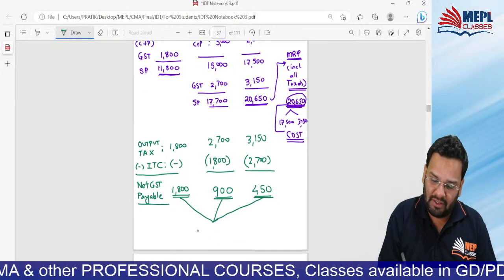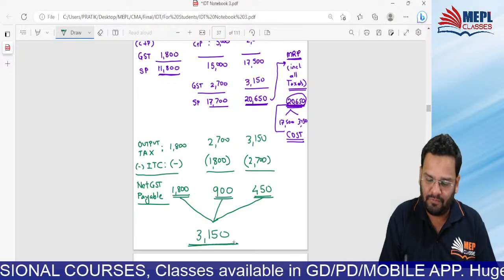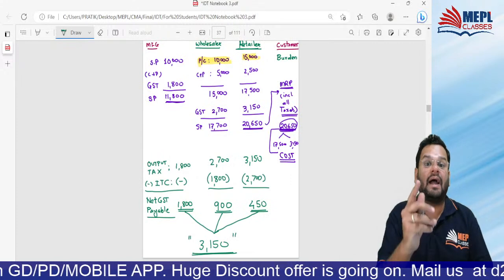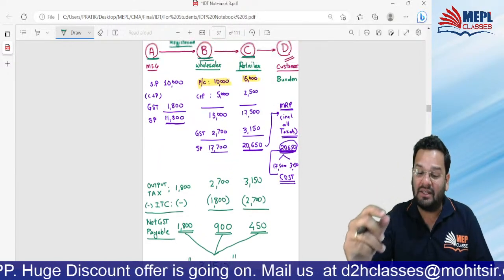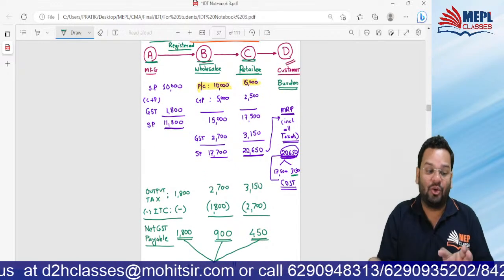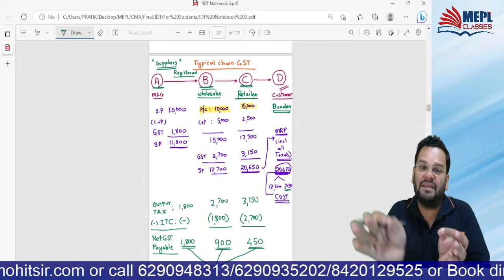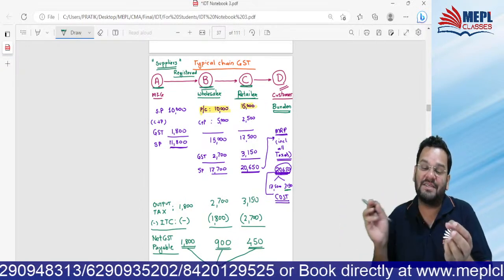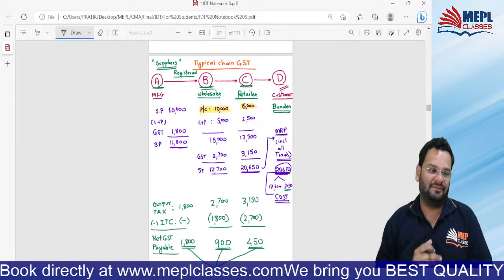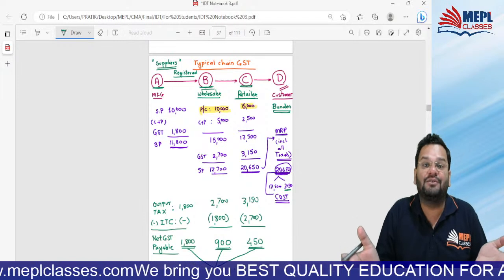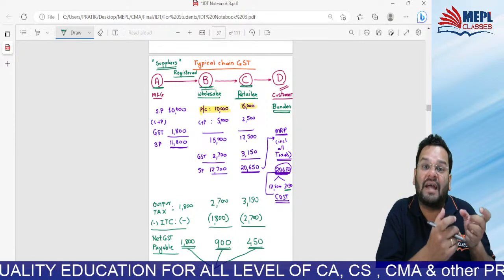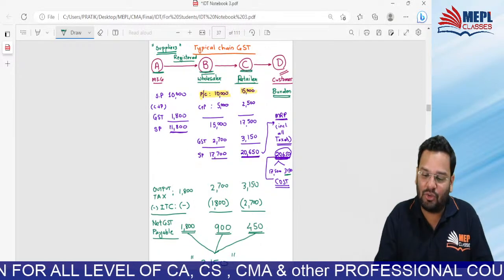Total GST paid to the government is 3150. Do you agree? And the GST which was a burden on the end consumer was also 3150. So passing the parcel was played by A, B, C. A passed the GST liability to B, B passed it to C, and finally C passed it to D. And D is the end consumer, so D cannot pass it to anyone because GST is a destination based, consumption based tax.